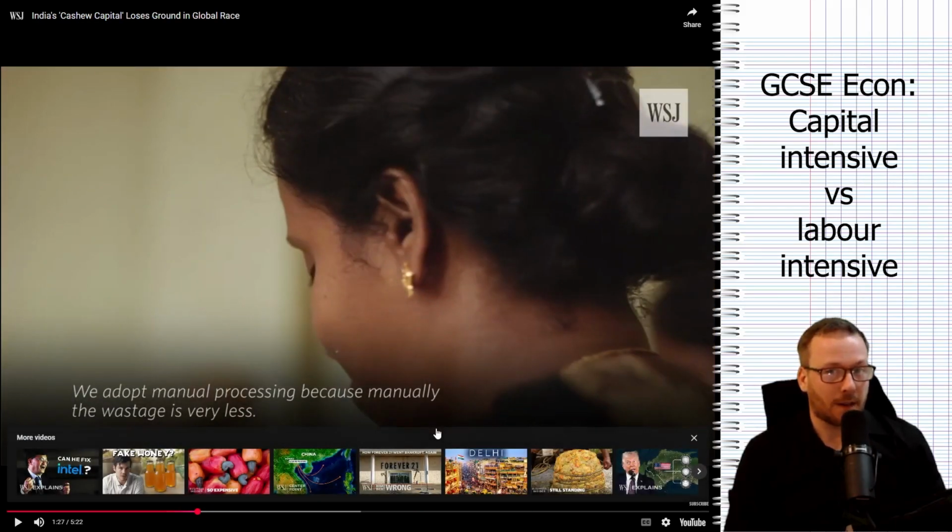That's a very interesting claim, isn't it? The waste from manual labour is less. I'm curious as to whether that's actually verifiable or not.